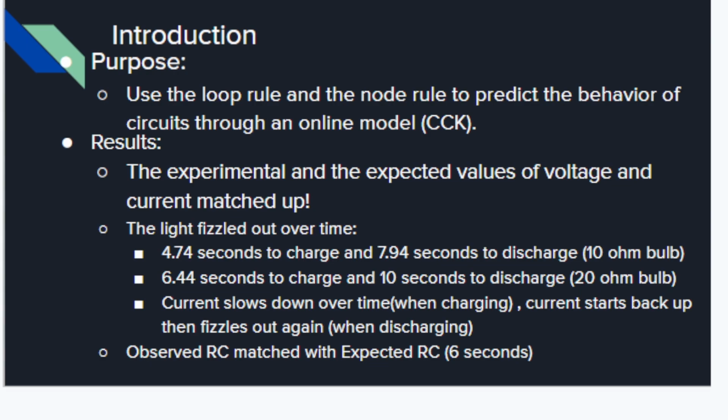The light fizzled out over time as the capacitor got charged, and it took 4.74 seconds to charge the 10 ohm bulb, 7.94 seconds to discharge the 10 ohm bulb, 6.44 seconds to charge, and 10 seconds to discharge the 20 ohm bulb. And for both, the current slowed down over time while it was charging, and the current would start back up again and then fizzle out again as it was discharging.